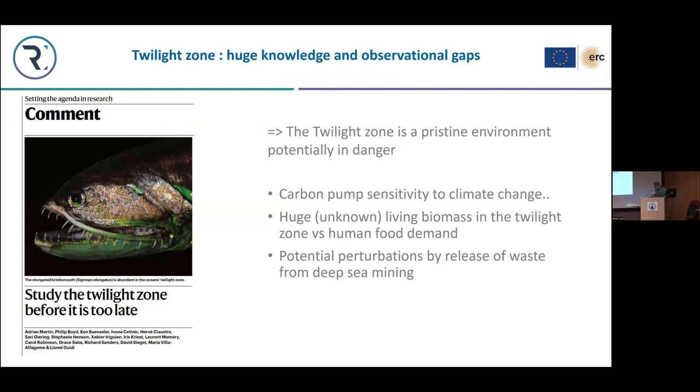The interest in the twilight zone comes with huge knowledge and observational gaps, at a time when there is economic interest in using this zone. So our research targets not only the pump's sensitivity to climate change, but also the potential for fishing exploitation, potential perturbation by release from deep-sea mining, and, as was mentioned earlier, the potential impact on marine carbon dioxide removal, which could be affected by some of these too.